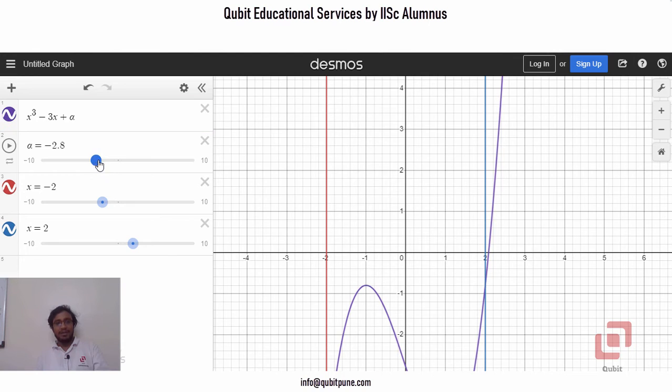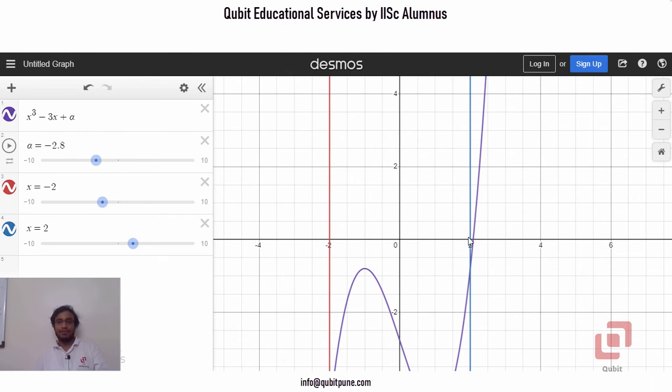Okay, and if we further decrease alpha, then there will be only one root which falls outside the range -2 to +2. So our answer is correct.